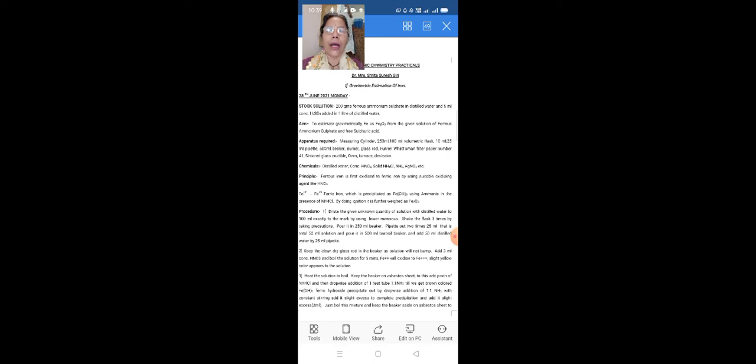Remember, the solution which is supplied to you has what? Ferrous ammonium sulfate. So 3 kinds of ions are there: Fe, ammonia that is NH4, and sulfate SO4.